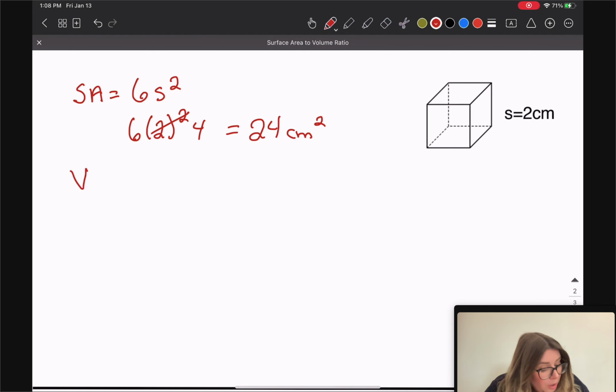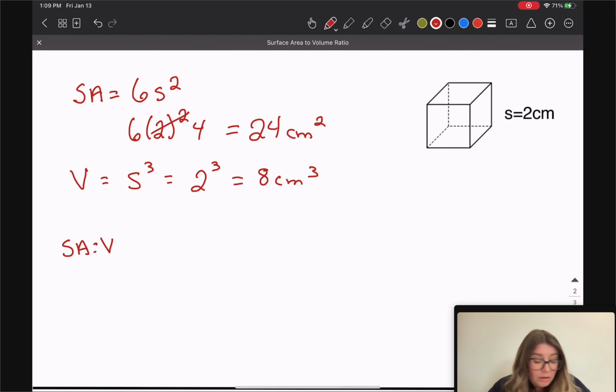Now for the volume, we use the equation s cubed. So we are going to take that side of 2 and we are going to cube it. 2 times 2 times 2 is 8. There's one last thing we need to do to figure out our surface area to volume ratio. And what we need to do is divide. We divide our surface area by our volume. And we get that the surface area to volume ratio is 3, or 3 to 1.